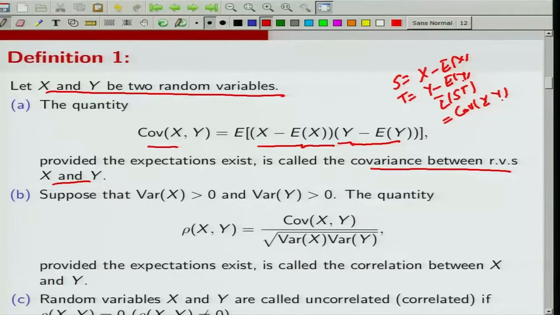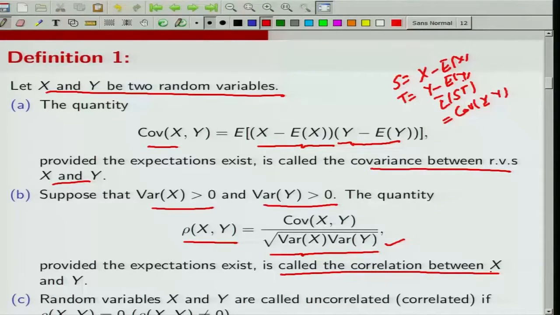Now, covariance of X, Y has the same units as units of X multiplied by units of Y. So, to make it independent of units, I divide it by the square root of variance of X and the square root of variance of Y, and the quantity we obtain, we call that the correlation between X and Y. So, suppose that variance of X is positive and variance of Y is positive, then the quantity which is covariance of X, Y divided by the square root of variance of X and variance of Y is called the correlation between X and Y, provided these expectations exist. So, clearly correlation is independent of units of measurement of X and Y.